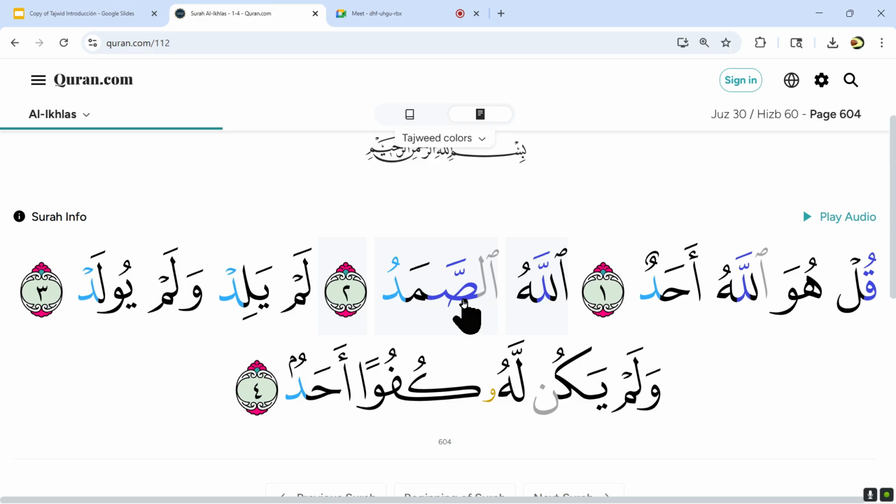This will be samadu. This is just sukoon, so you're stopping on D. And this will be ahedum. And you put a meem at the end. Ahedum.